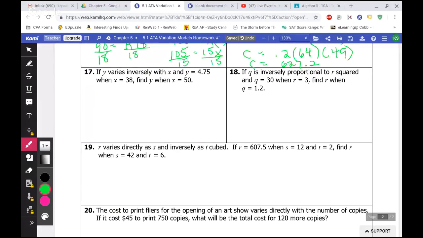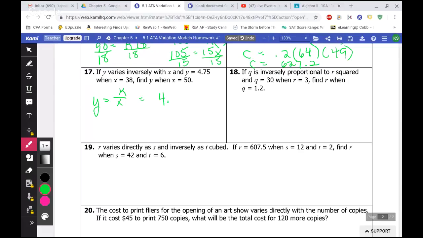Y varies inversely with X. Oh, I always read those so poorly. And Y equals 4.75 when X is 38. Find Y when X equals 50. I always figure it's going to be joint and inverse and all that stuff. So it varies inversely. So we're working with this particular equation.